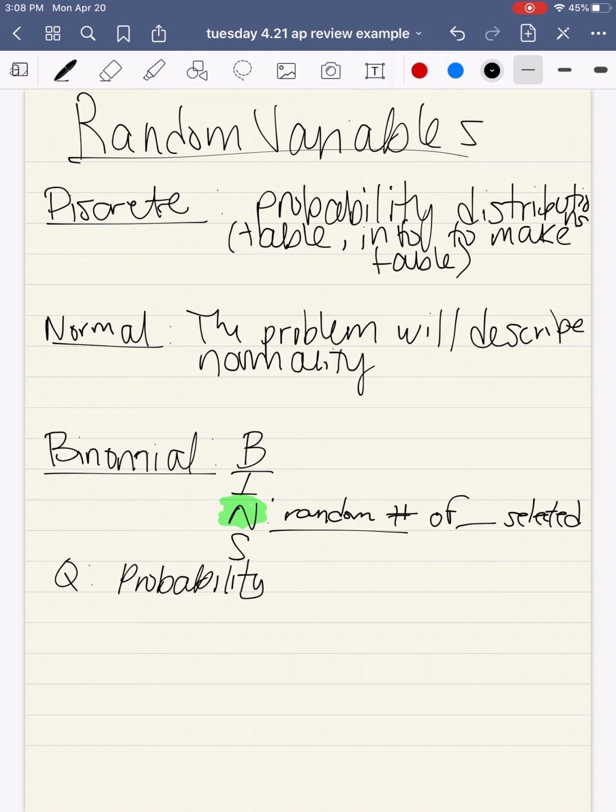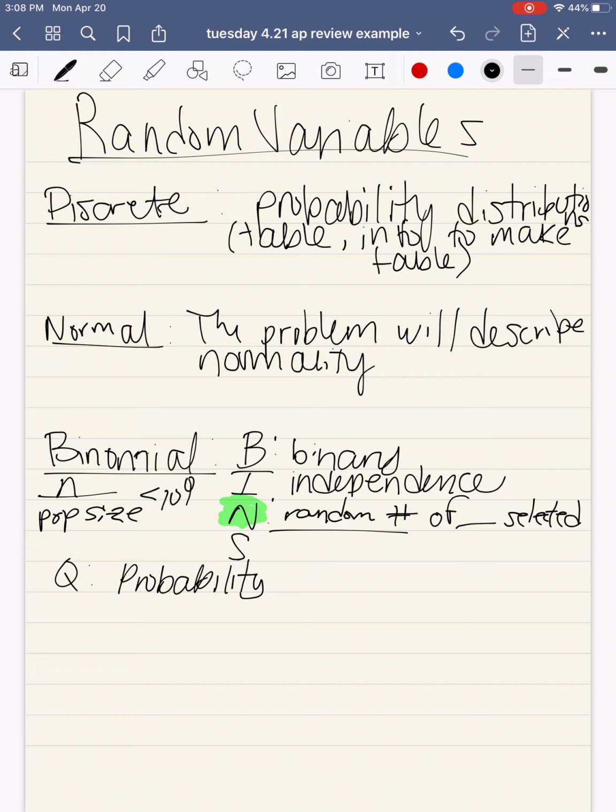So the other aspects we know, we have a binary setting. So we have a success and a failure event. We have independence going on. So whether that is, our test for independence, we take our sample size over the population. Is that less than 10%? So n over the population size, is that less than 10%?